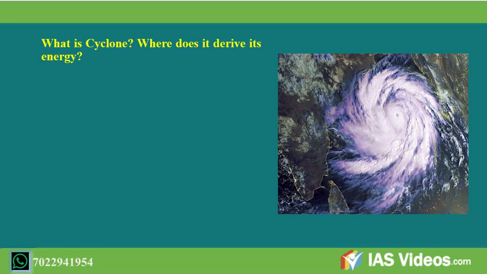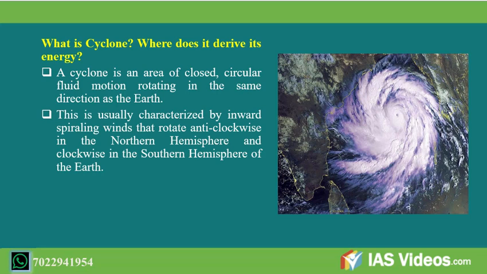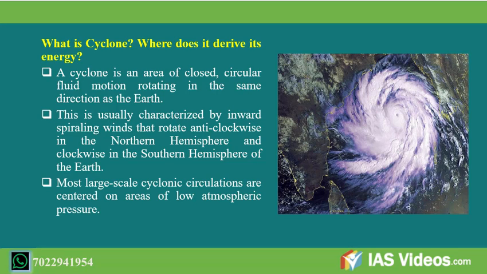What is cyclone? Where does it derive its energy? A cyclone is an area of closed, circular fluid motion rotating in the same direction as the Earth. This is usually categorized by inward spiraling winds that rotate anti-clockwise in the northern hemisphere and clockwise in the southern hemisphere of the Earth. Most large-scale cyclonic circulations are centered on areas of low atmospheric pressure.